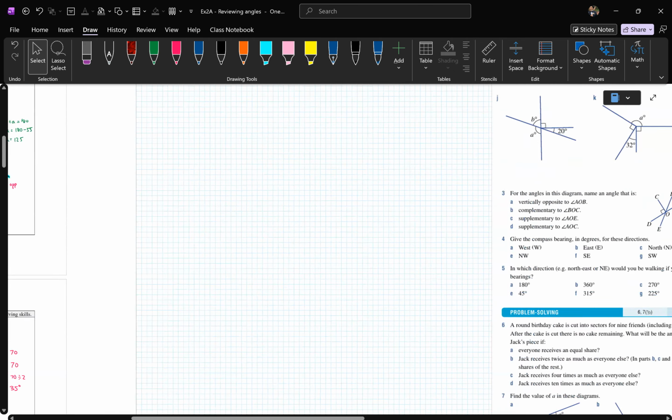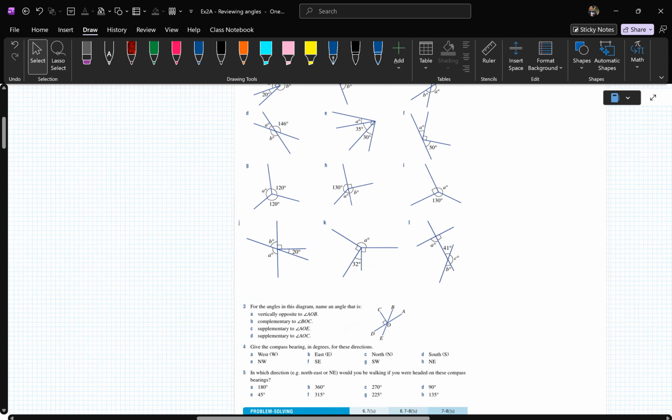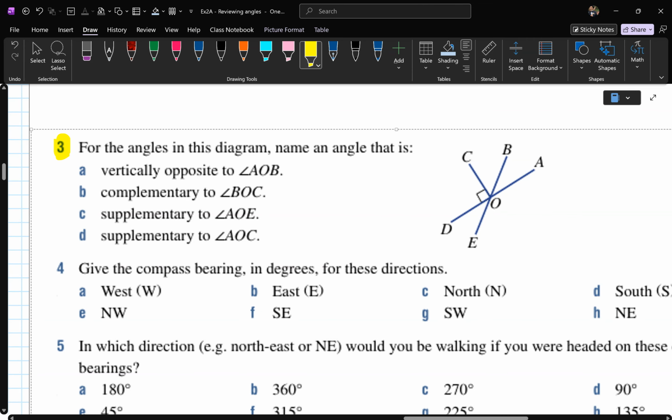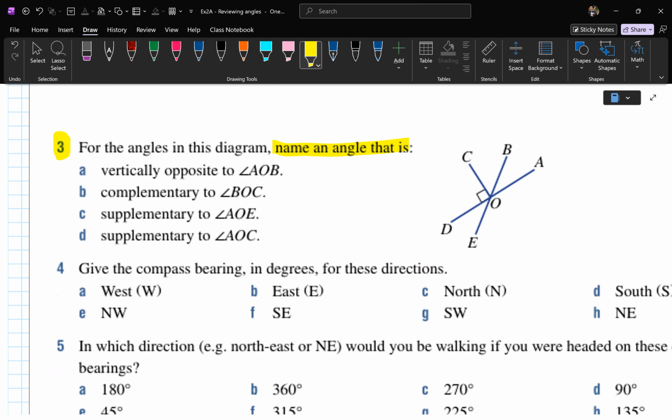Here we go. So in the exercise, the most frequent question that I had was Question 3. It says, for the angles in this diagram, name an angle that is. Now, what does this symbol mean? Hands up if you know what that symbol means. Holly. Acute. No, it's not acute, but I know it looks like an acute. It means angle. So write that in if you didn't know, or draw it on your own notes. That symbol there means angle.